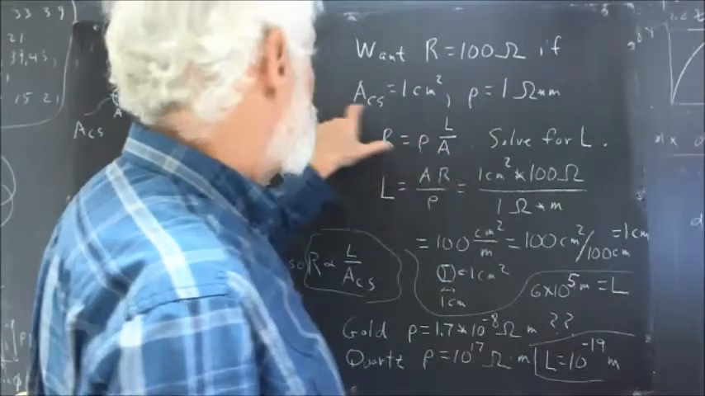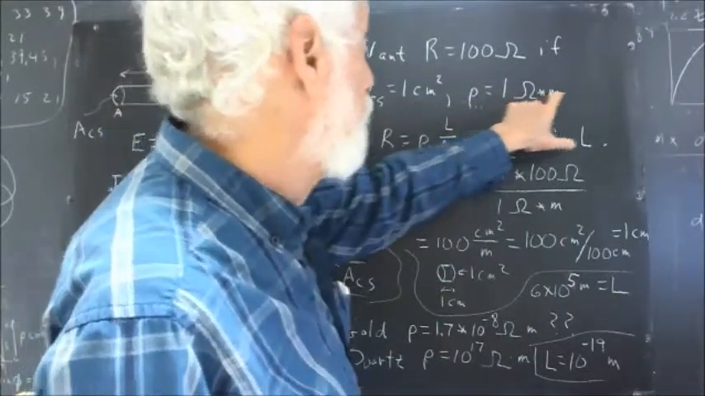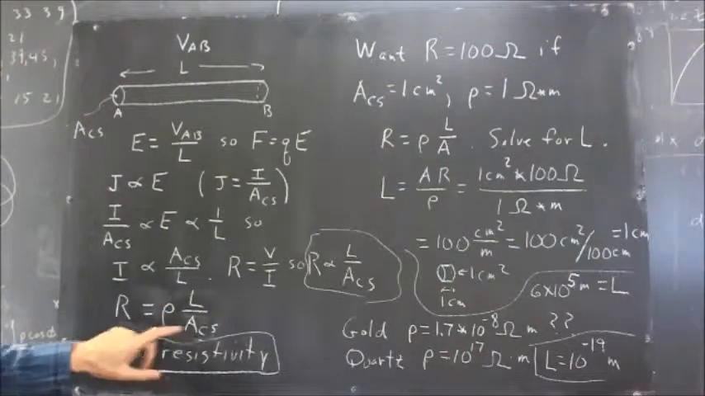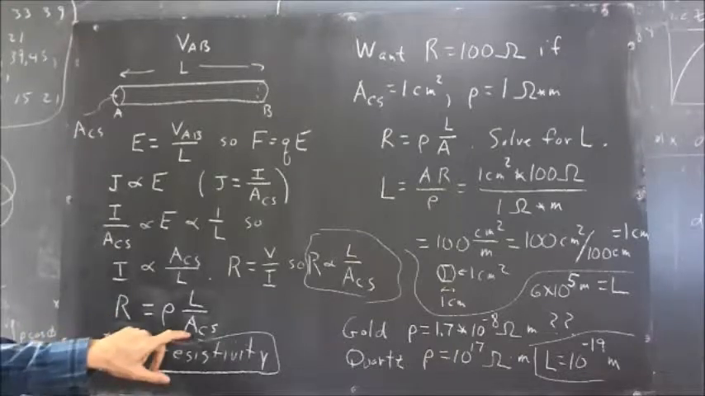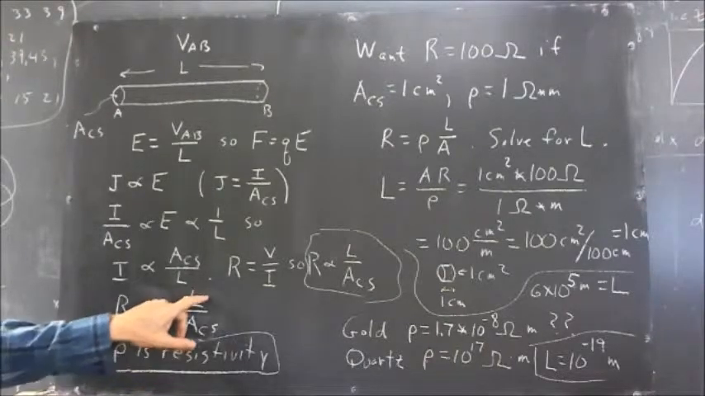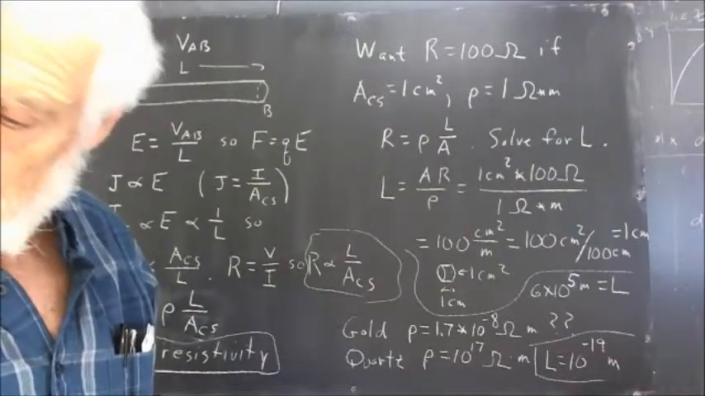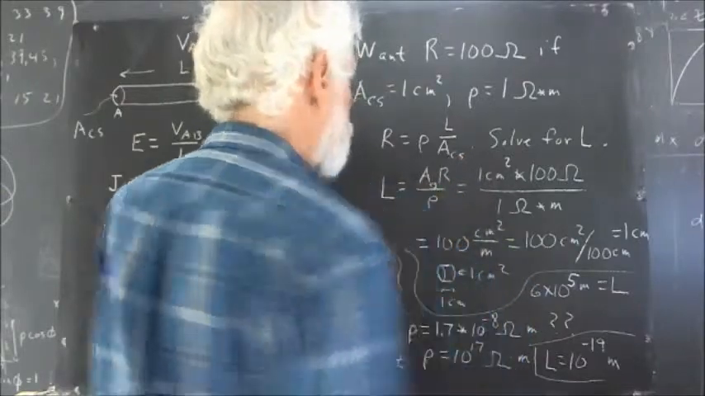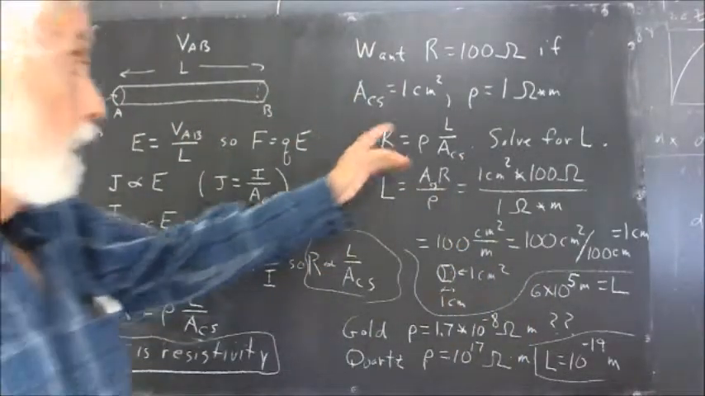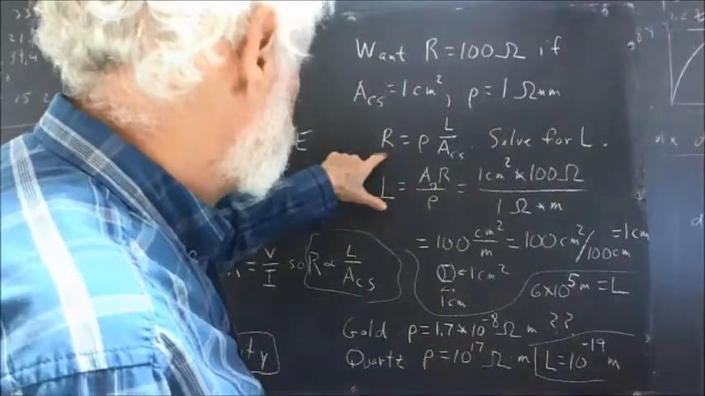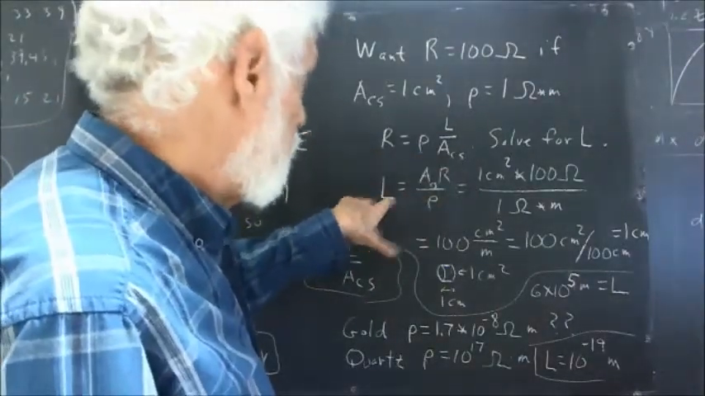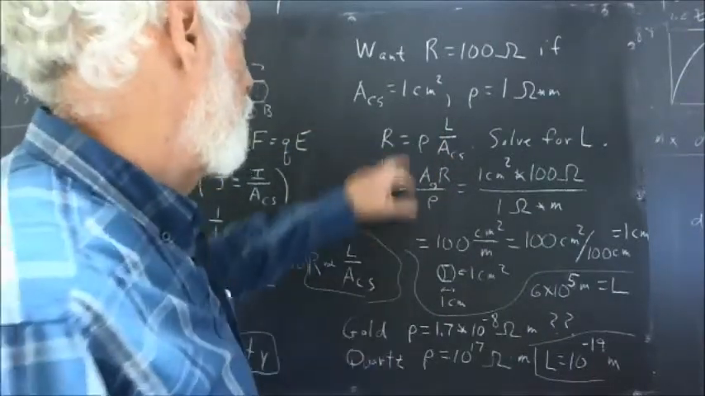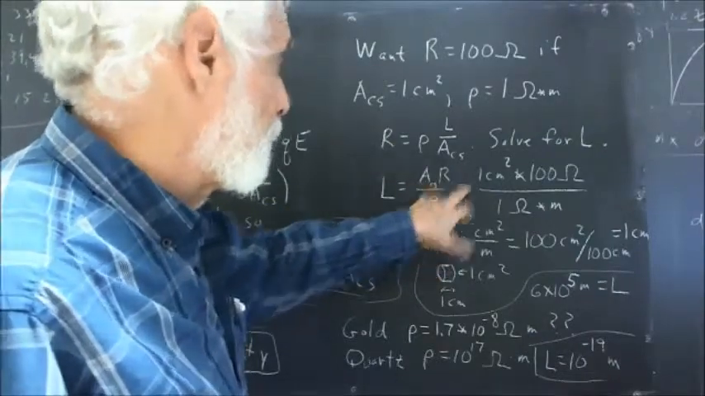R is 100 ohms, cross-sectional area is a square centimeter, rho is 1 ohm meter, and we want to find the length. Okay, we know cross-sectional area, we know rho, we know R. Well, let's solve this for L. And I have A here, but I don't have a CS on it, so let's make sure we got CS so we have a consistent reference. And so solving this for L, we get L equals, well, multiply by A_CS, divide by rho. And we get this, which gives us this.